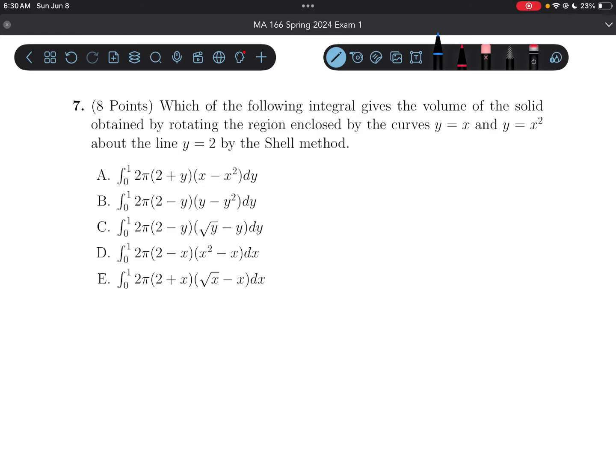Alright, question 7 says, which of the following integrals gives the volume of the solid obtained by rotating the region enclosed by the curves y equals x and y equals x squared about the line y equals 2 by the shell method? Okay, so first thing to do is draw a quick picture.